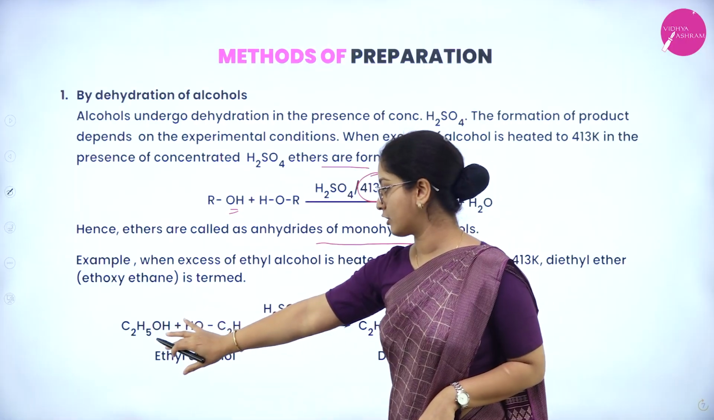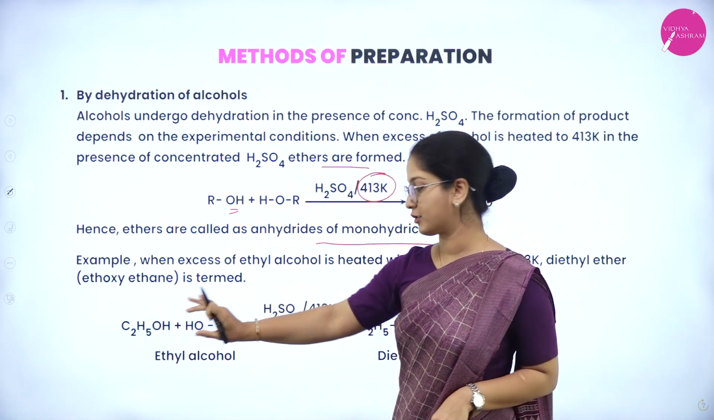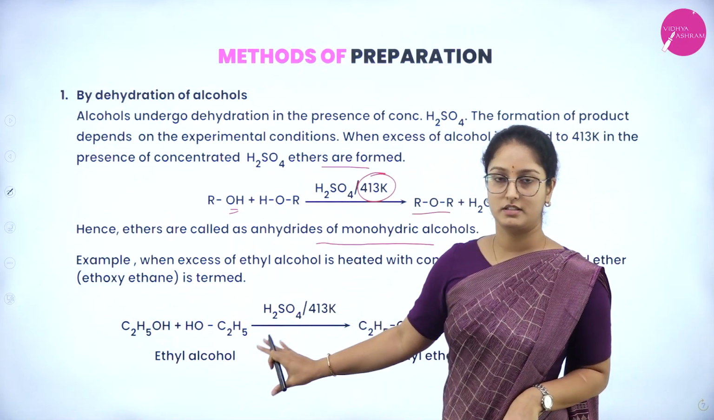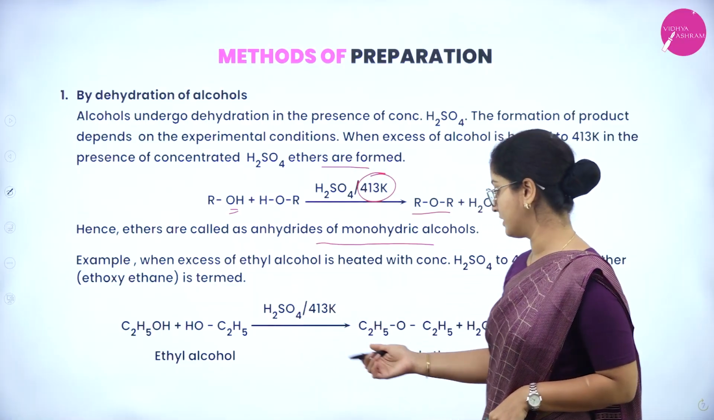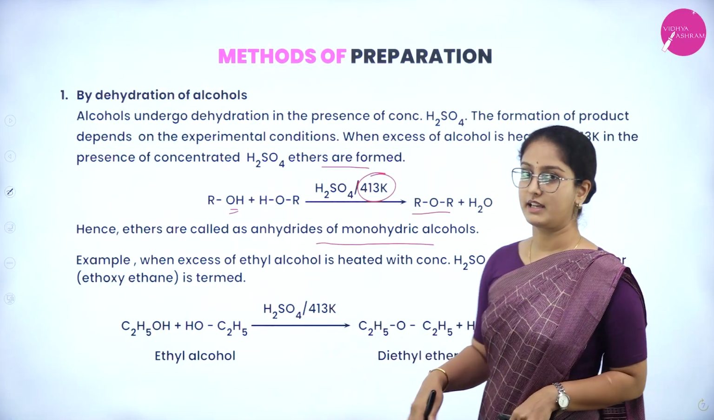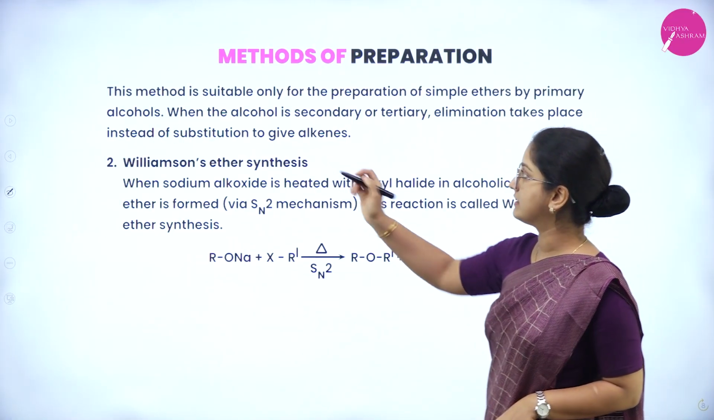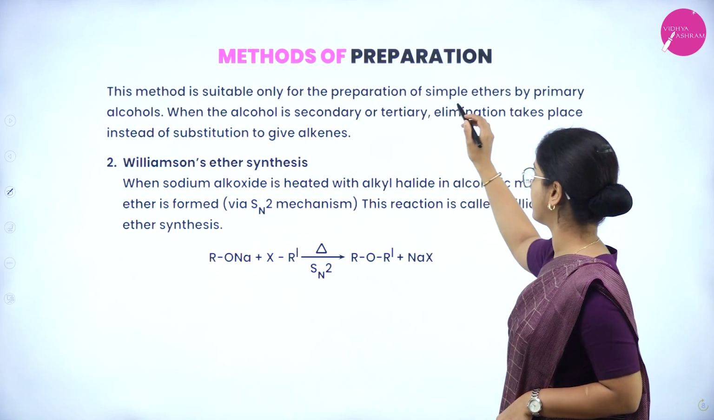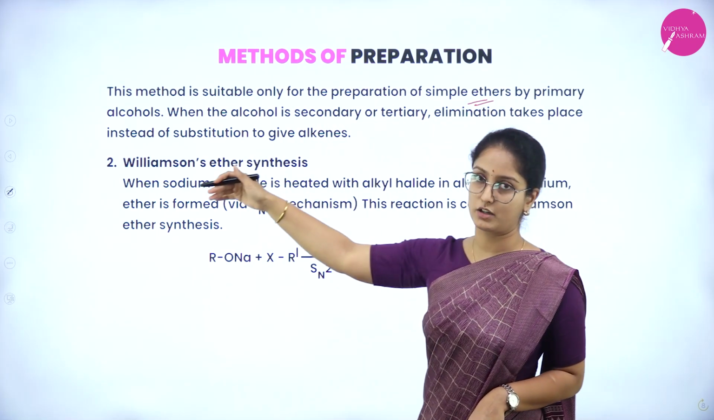That is ethyl alcohol, that is two molecules of ethyl alcohol in the presence of concentrated sulfuric acid at the same condition. So it would form diethyl ether. So next, this method is suitable only for the preparation of simple ethers by primary alcohols.